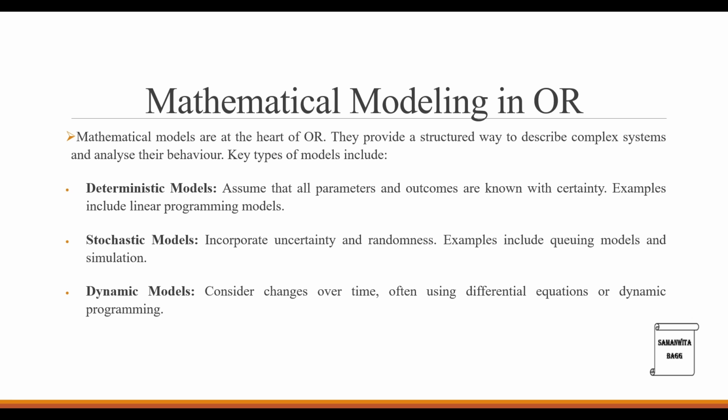Stochastic models incorporate certain uncertainty and randomness. Examples include queuing models and simulation. So suppose you need to simulate the bread problem, as I told you, that is uncertainty and randomness. You never know how many breads you would sell in a particular day. So you can use certain models over there. We'll be studying the Monte Carlo method for simulation.